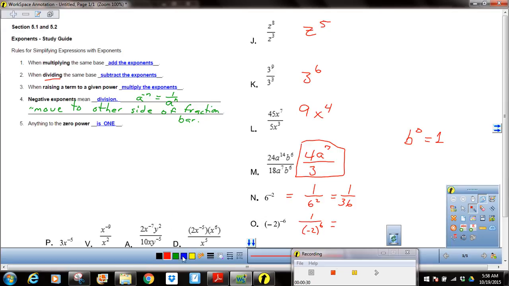I'm going to change colors to show that. Each pair of these will equal 4. So I have 4 here. And I have 4 here. 4 times 4 is 16 times 4 is 64. So this would be 1 over 64.